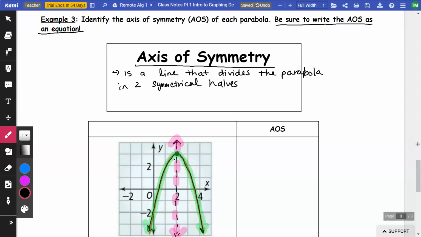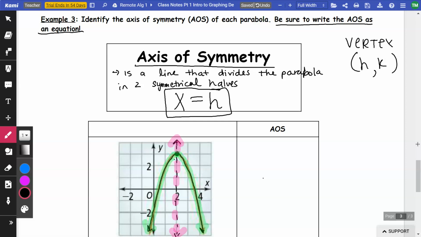as an equation. So you're always going to write it as x equals a number, some number h. Well, where else did we refer to x as h? Remember when we talked about the vertex earlier and we understood that it's a point (h, k), where h is the x value and k is the y value? Well, the axis of symmetry is the line where x equals h, and h is the x value of the vertex.